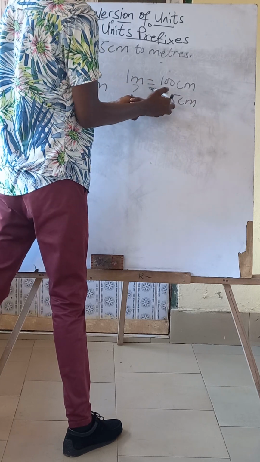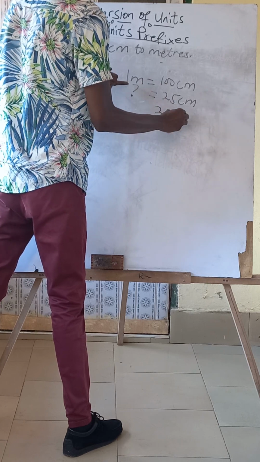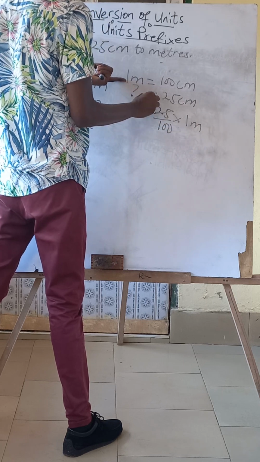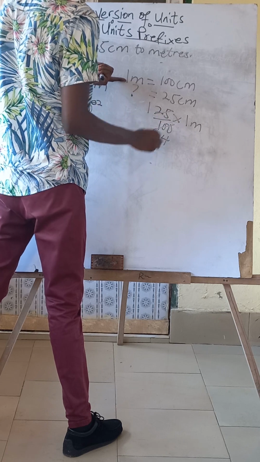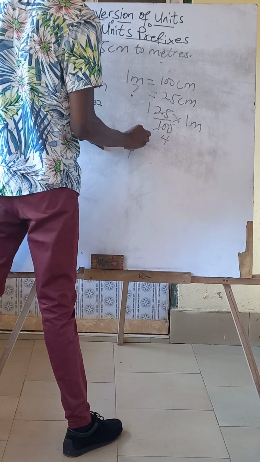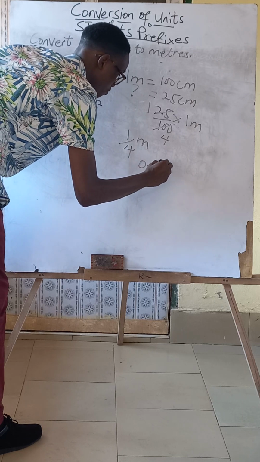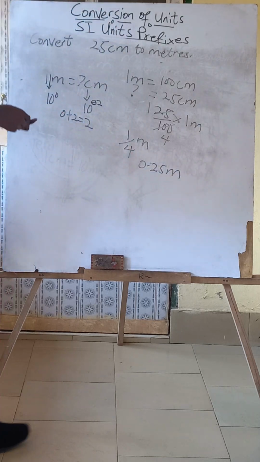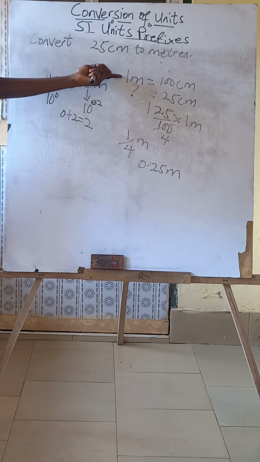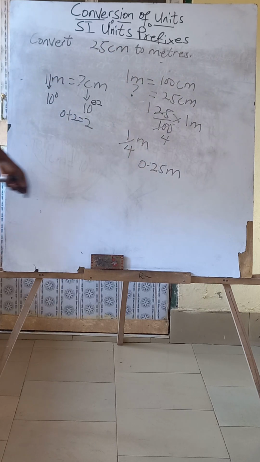So it will always be the down one, 25, divided by the top one, 100, times 1 meter. So 25 goes into 100 4 times. So it will be 1 over 4 meters. And 1 over 4 is 0.25 meters. So when you convert 25 centimeters to meters, we are getting 0.25 meters.